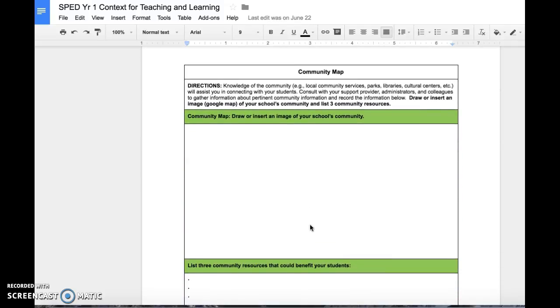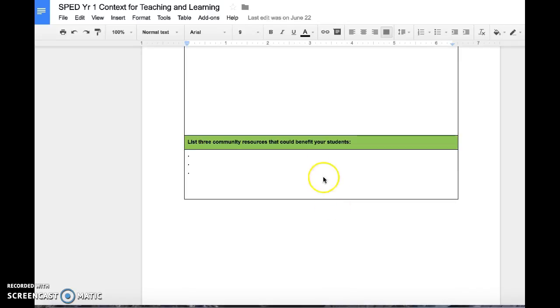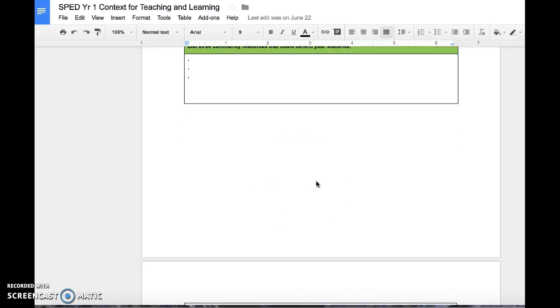Community Map. Take a look at the community your students live in and that your school is located in. Knowledge of the local community services, parks, libraries, cultural centers, grocery store, etc. could help you in connecting with your students and their families. Insert a map of the school's location and list 3 resources that could benefit your students and/or their families.